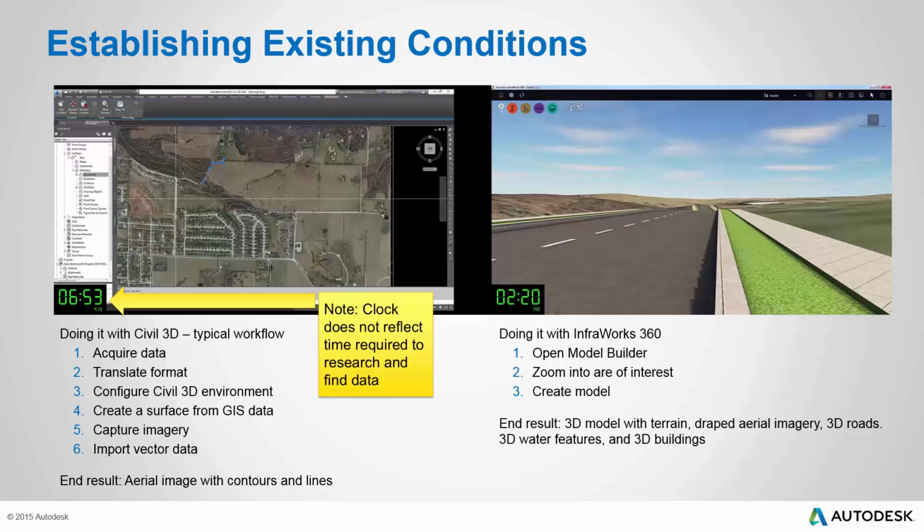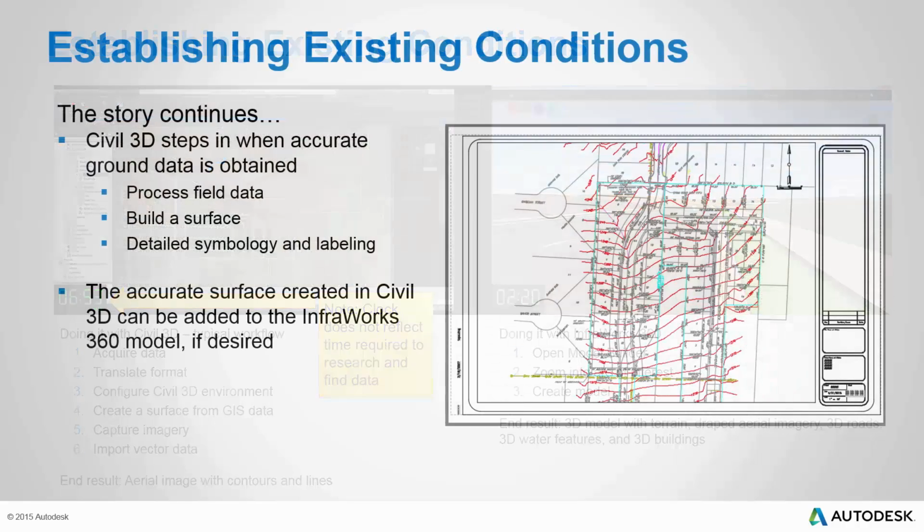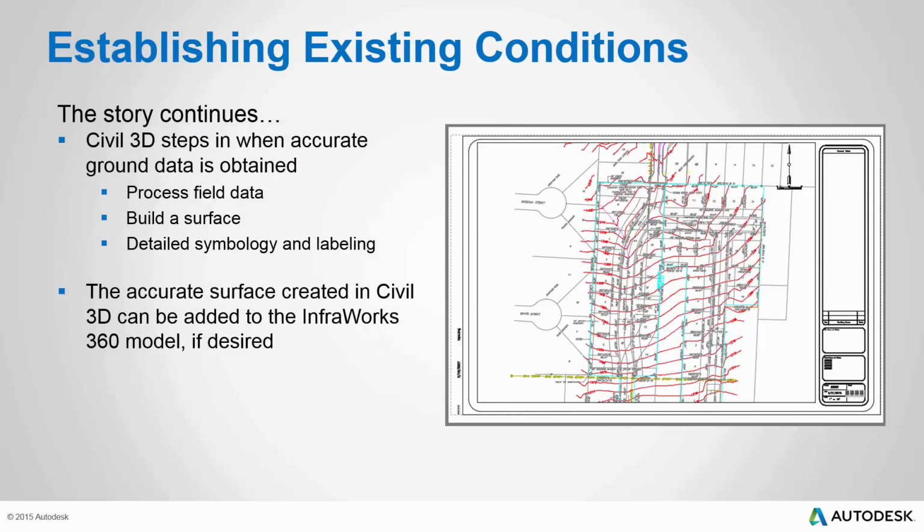There's lots of different data that Model Builder has access to, and you can see the 3 simple steps for the InfraWorks 360 example. Open Model Builder, find the area of interest, and just create the model. So it's a very simple process, and it doesn't require a whole lot of training to learn how to do it. But that's not the end of the story.